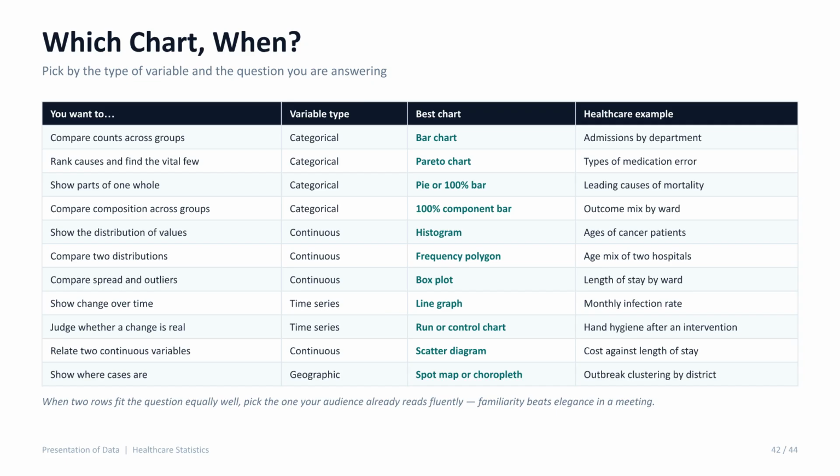Selecting the right chart comes down to the variable type and the question at hand. If multiple options fit, choose the one your audience is most familiar with. Familiarity often outweighs elegance in a professional meeting.